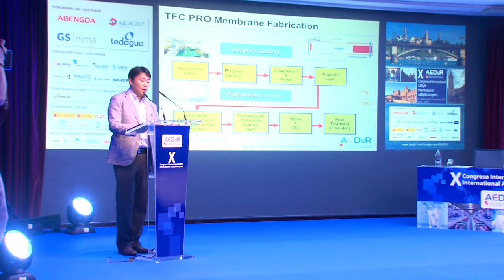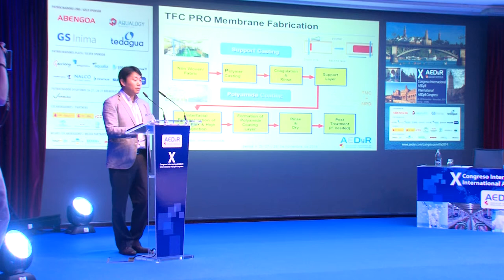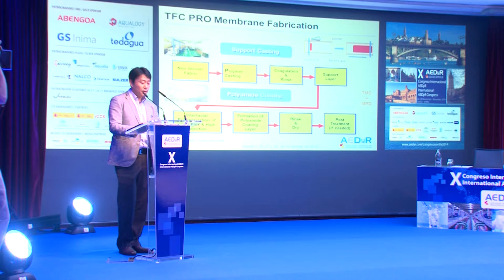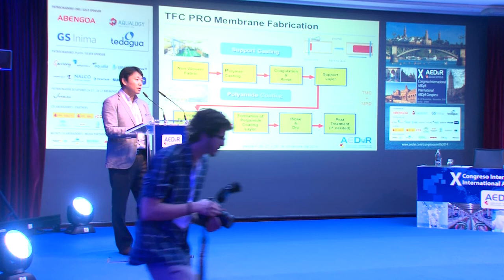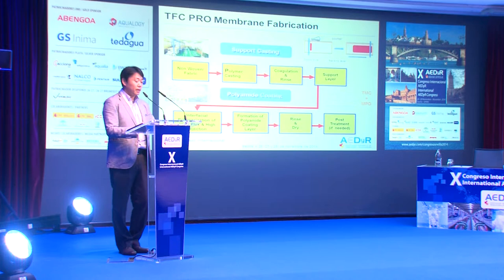This picture shows the manufacturing process of the thin film composite PRO membrane. The manufacturing process is divided into two steps. In the first step, we conduct casting of the hydrophilic polymer on the backing layer to make the support layer. In the second step, we use an interfacial polymerization process on the support layer to make the thin film active layer.